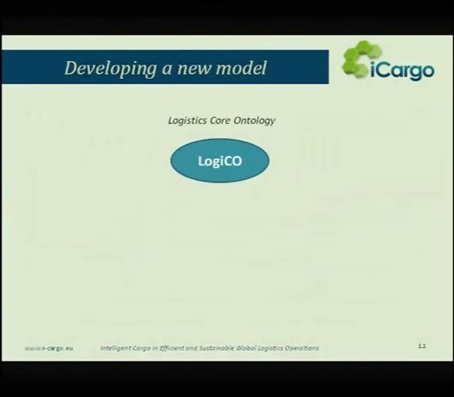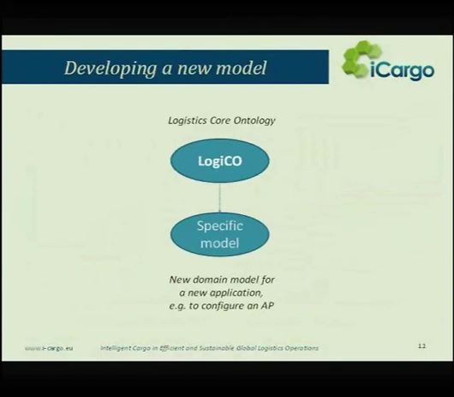You could also use this core ontology to develop a new model of your own. So if you want to say, I have data about my transport orders in a particular domain, and I want to share it through my access point, you can use Logico to specify the data that you would like to share with others. And it is used to configure your access point.